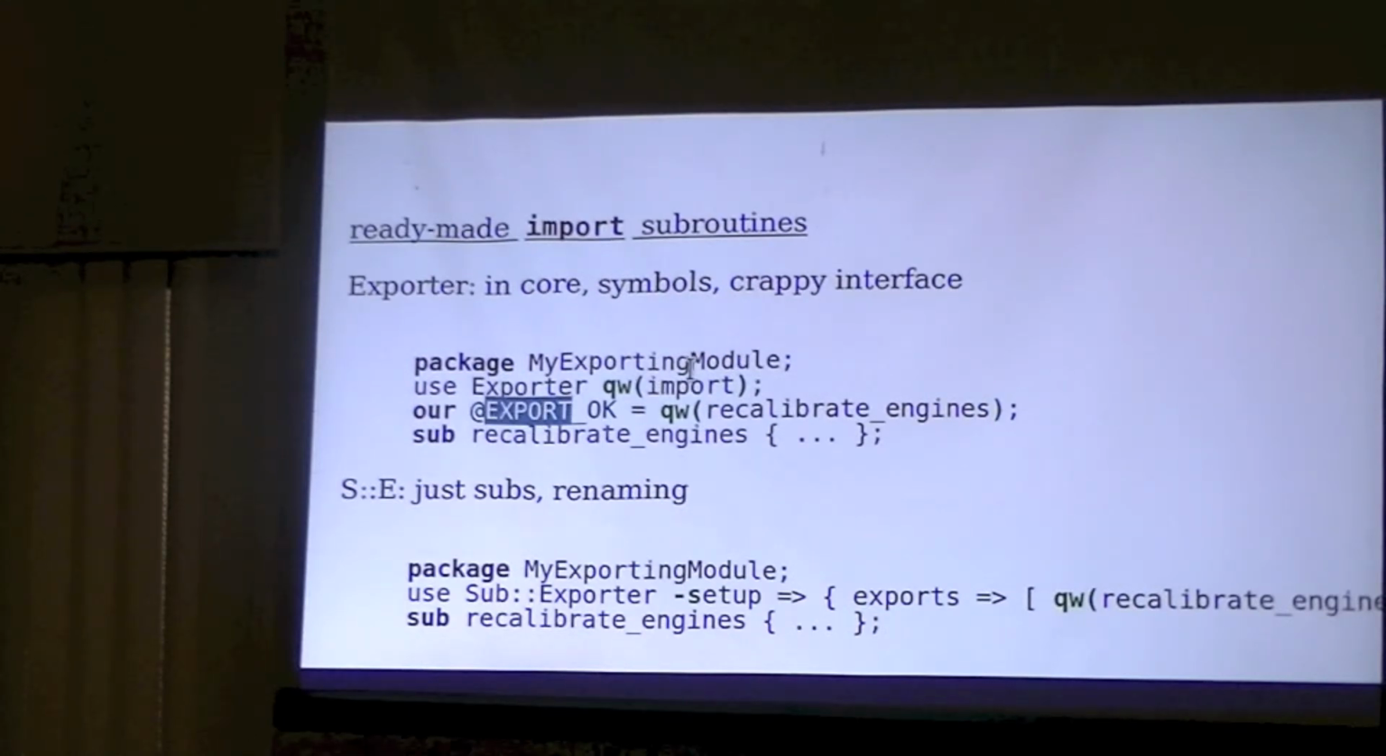That is a rather crappy interface, and Exporter does a lot more things. For example, you can also export not only subroutines but also variables. But I consider this a code smell. So what I recommend you is instead Sub::Exporter, which, as the name says, exports subroutines. It has a nice declarative interface, and the name of the import subroutine is actually hidden. And it has a nice feature.